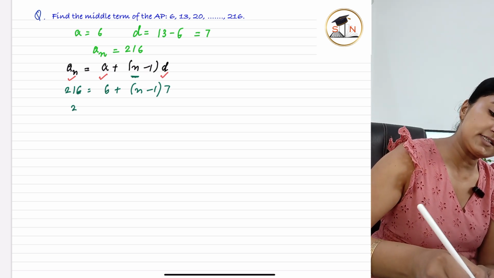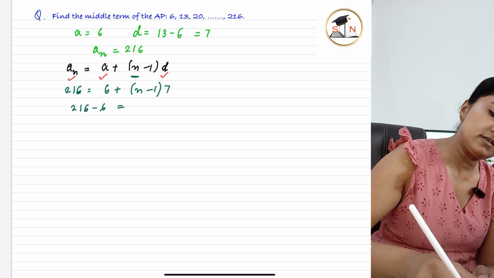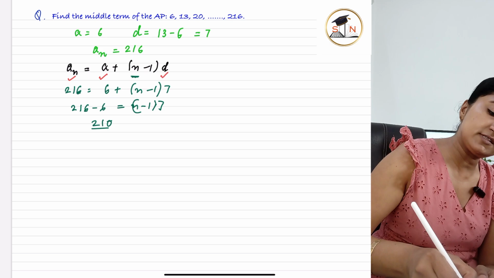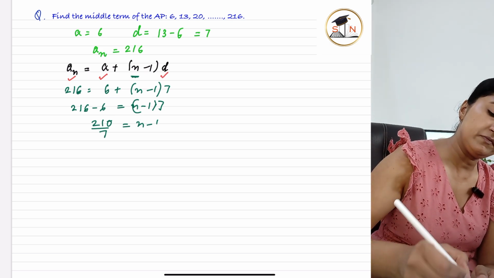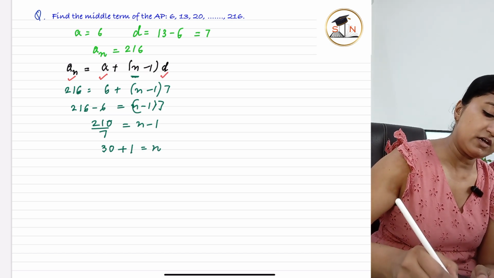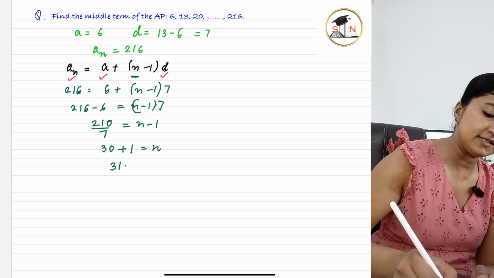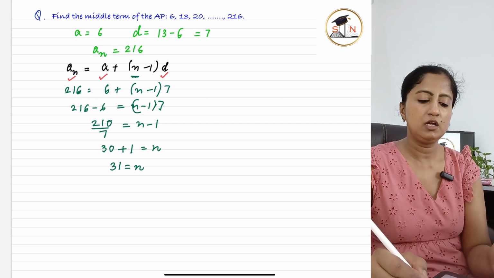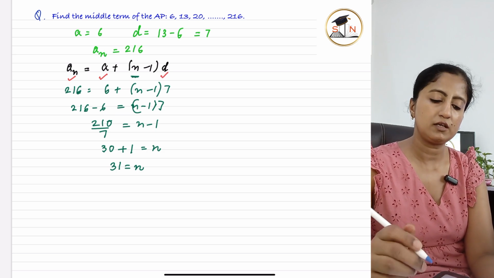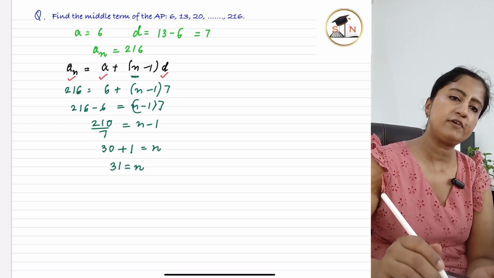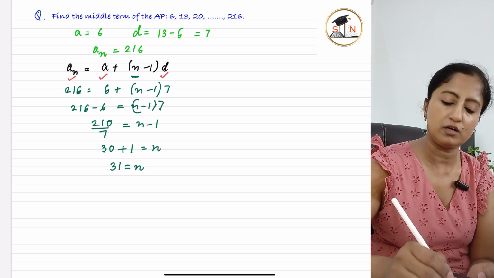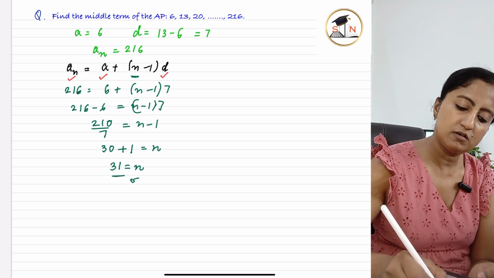Now 216 minus 6 equals (n minus 1) times 7. 210 divided by 7 results in n minus 1, that is 30, plus 1 equals n, and therefore what we get is 31 as n. So we have got the total number of terms in this AP as 31. Now what do we need to do next? We need to find the index of the middle term over here. This value is odd, right?